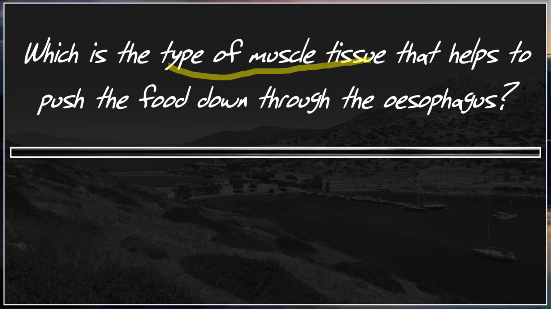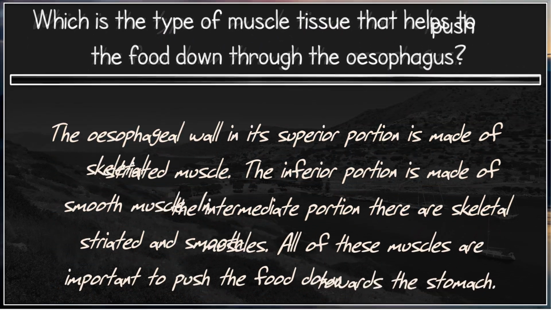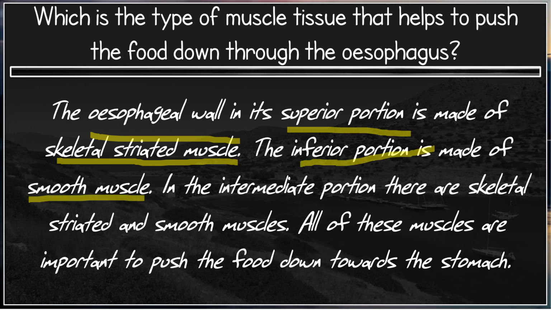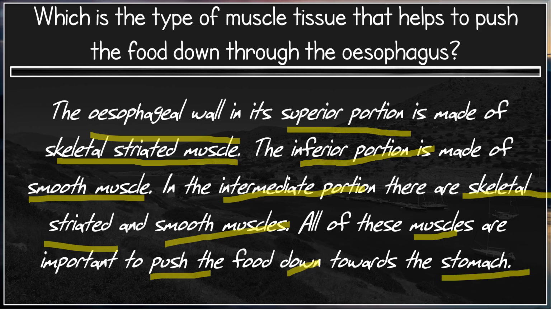Which types of muscle tissue help to push the food down the esophagus? In the esophageal wall, the superior portion is made of skeletal striated muscle. The inferior portion is made up of smooth muscles. In the intermediate portion, there are skeletal striated and smooth muscles. All of these muscles are important to push the food down towards the stomach.